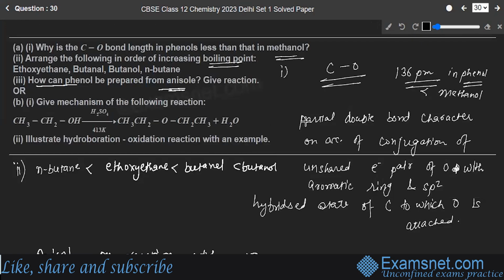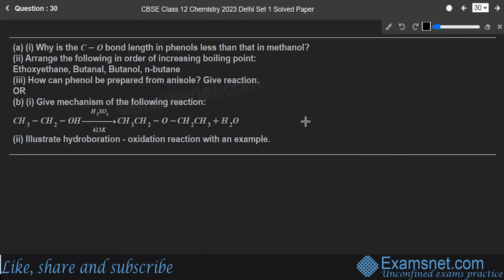Now this question is in the choice. The second part of the question says, give the mechanism of the following reaction. You have to give the mechanism for the whole reaction, like how this takes place. I'm going to clear the screen now. This is your reactant in the presence of sulfuric acid at 413 Kelvin. It gives you diethyl ether.